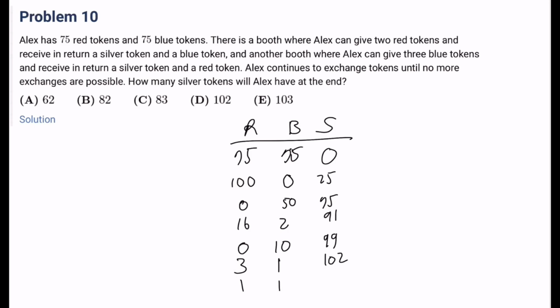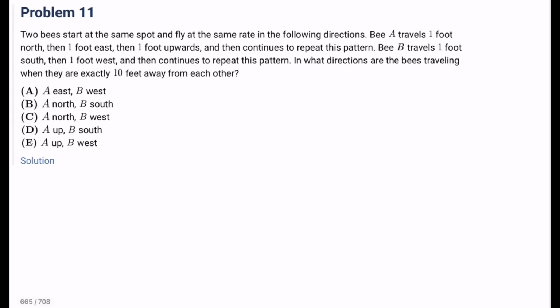Yeah, we get 1, and then 103. So this is our final answer because we can't do anything else with that. So it's E. Number 11.